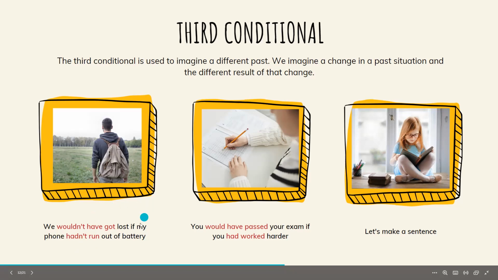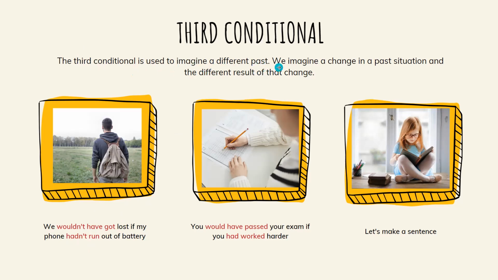Anyways, so the third conditional is used to imagine a different past. We imagine a change in a past situation and the different result of that change. The result also happened in the past, guys. It's not related to present, not related to future, only past. Both clauses, the condition clause and the result clause, happened in the past.